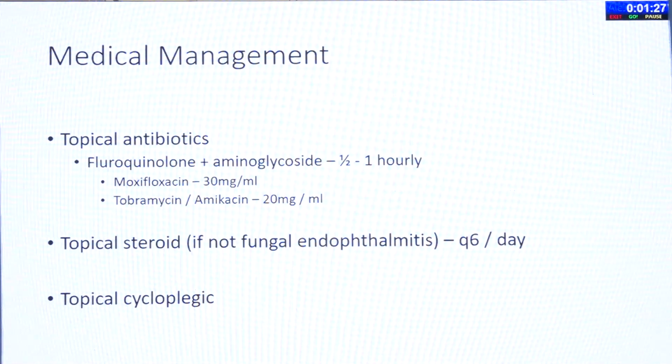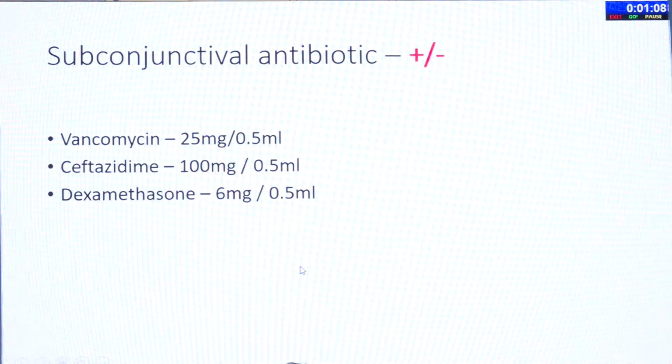So how about medical management of endophthalmitis? It's essentially the same. Topical antibiotics. What is preferable is either a fluoroquinolone plus an aminoglycoside. Most often it's moxifloxacin and tobramycin or amikacin, half-hourly or hourly. Topical steroid, if you are not suspecting a fungal endophthalmitis, 6 times a day, and topical cycloplegic. Subconjunctival antibiotic I usually don't give, but you can give this in addition to an intravitreal antibiotic as well as a topical antibiotic, but not in lieu of either of the two. So you can give it in addition to. Vancomycin, ceftazidime, or dexamethasone can be given subconjunctivally.